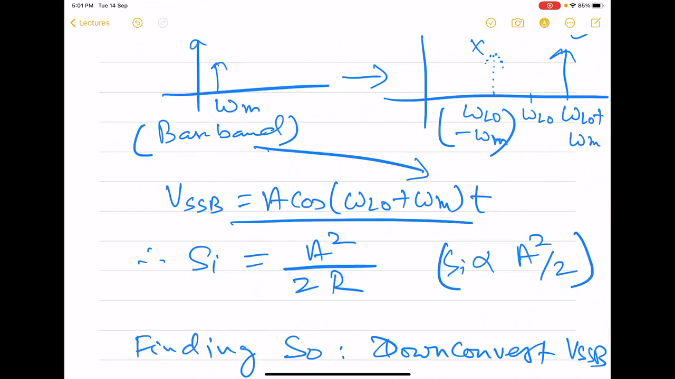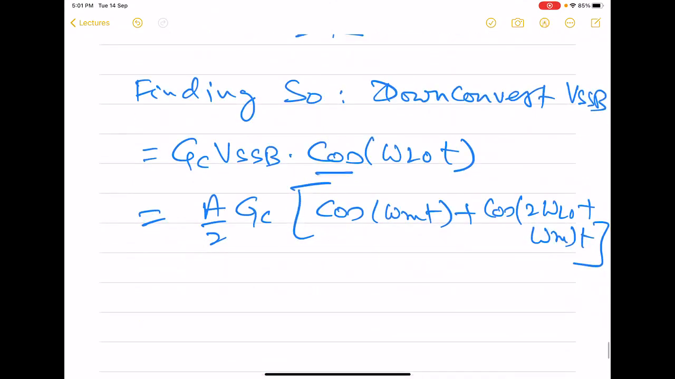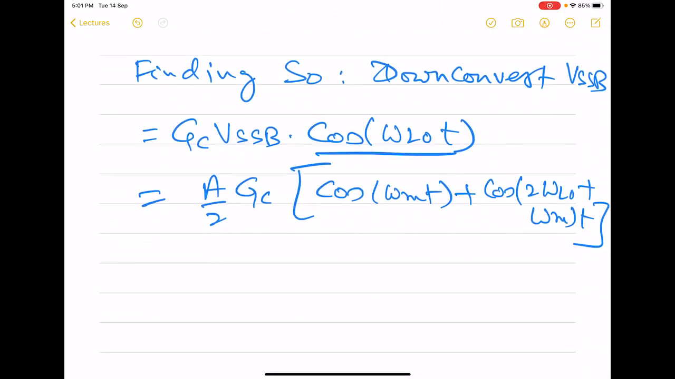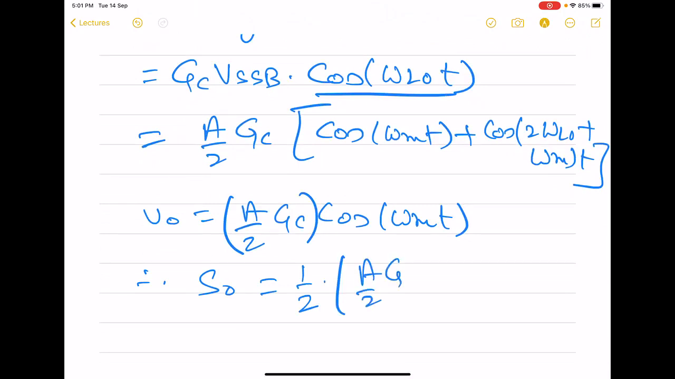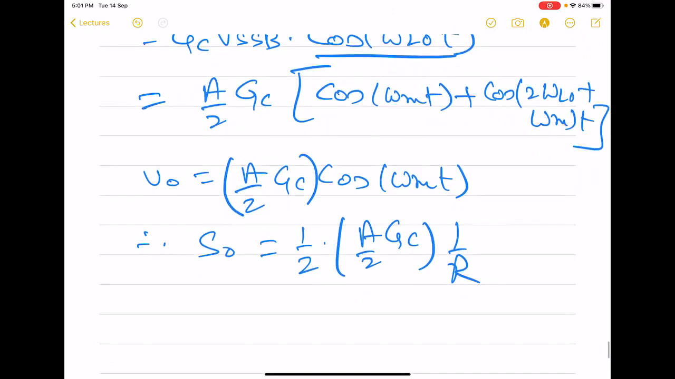So it is this VSSB which gets multiplied with LO. After down conversion, we will have to filter out the message signal, so VO is going to be A by 2 GC cos omega m t. Therefore, the output power is going to be, this is the amplitude after down conversion, so half into the square of this divided by R. So this becomes A square GC square by 8R.